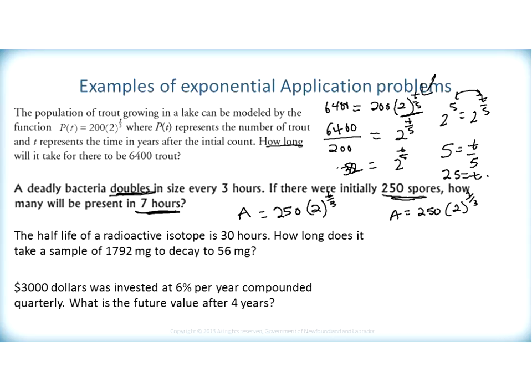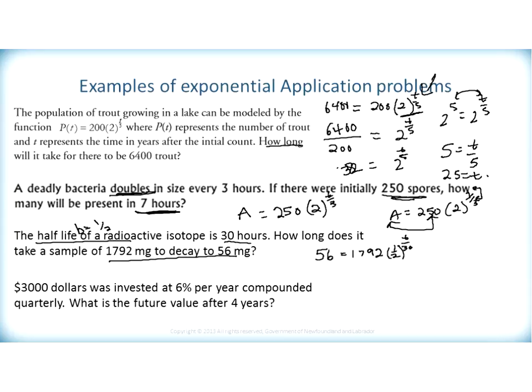Of course, the initial and the final should be in the same units, and time will be in the same units. The half-life of a radioactive isotope is 30 hours. That gives us b as a half. That's our half-life formula. How long does it take a sample of 1,792 milligrams to decay to 56? So 56 will be our final, and 1,792 would be our initial. It's a half-life problem, and it would be t over 30, since it takes 30 hours to become half.